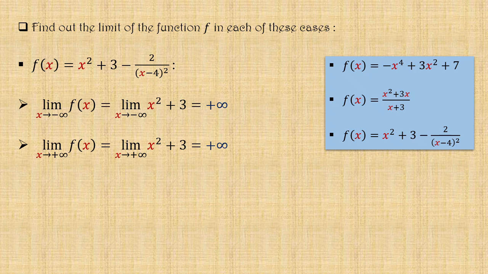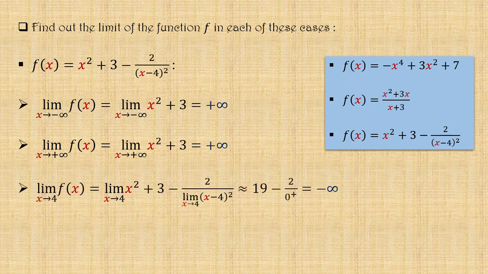Now for the limit of our function f, when x heads to 4. It equals the limit of x squared plus 3, when x heads to 4, which equals 19, minus 2, over the limit of (x minus 4) all square, which approaches 0 from above, when x heads to 4, so the limit of f(x), when x heads to 4, equals negative infinity.